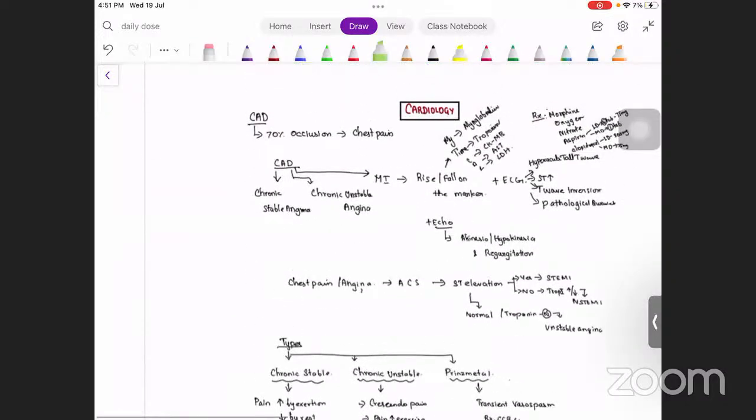Then you have cardiology, people. Speaking about cardiology, CAD is the first one. With CAD, 70% occlusion can produce chest pain. It could be stable angina, unstable angina, or myocardial infarction. In myocardial infarction, there will be a rise or fall in the markers. What markers may you see? Remember the mnemonic MTCAL. M for myoglobin, T for troponin, C for CK-MB, A for AST, and L for LDH.